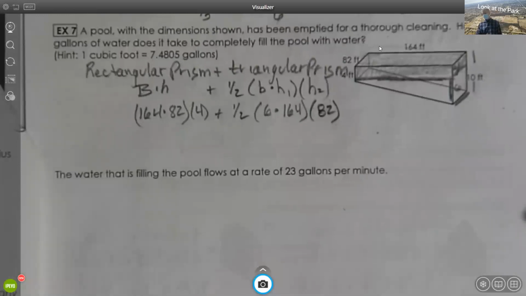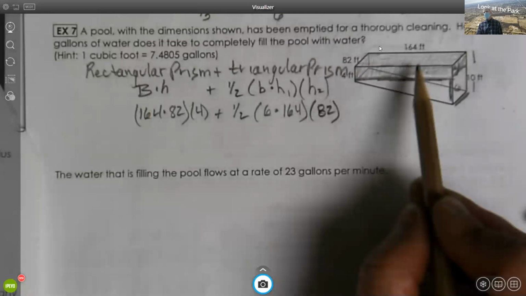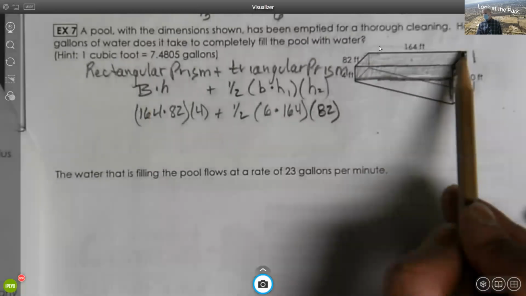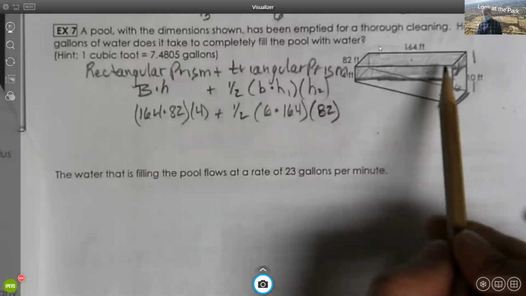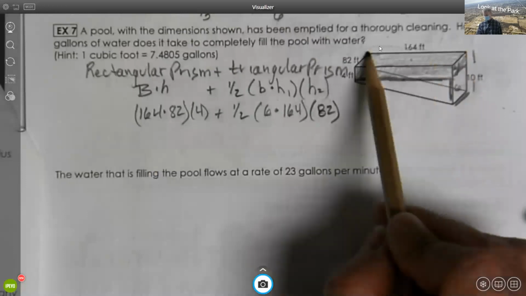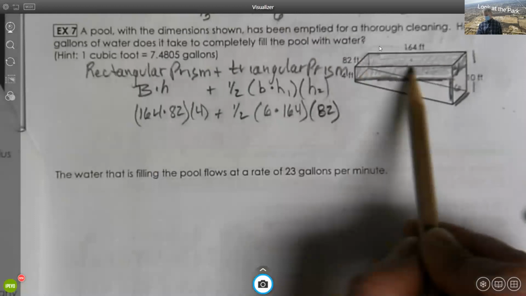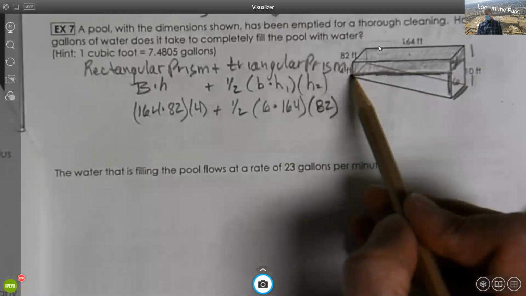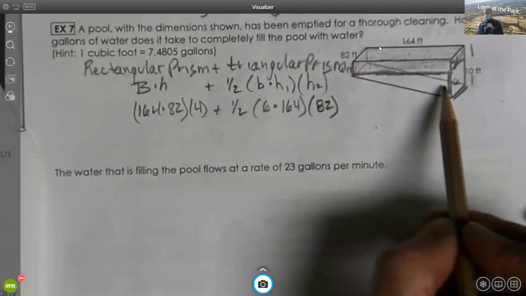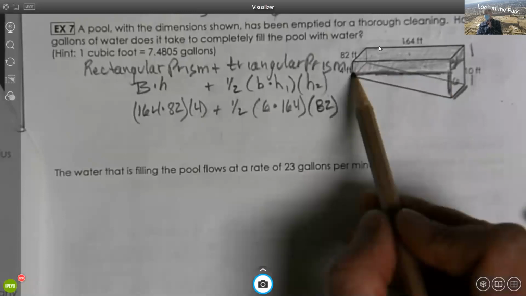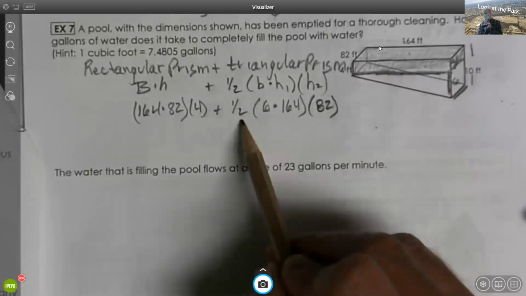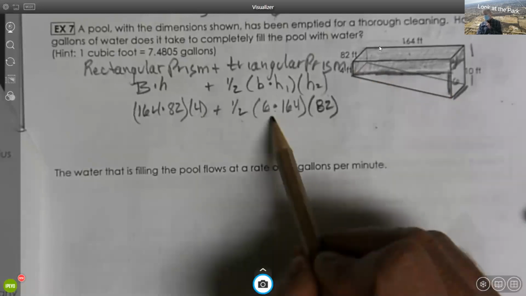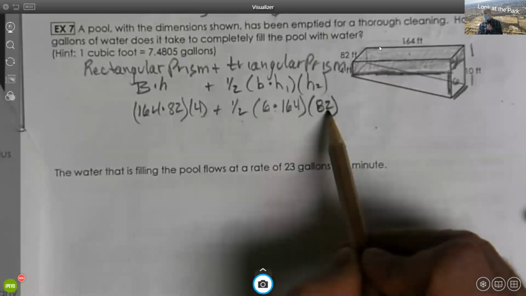And so we have the base of our rectangular prism. In my visual, I thought about the very top being a base. So the very top is 164 times 82. That's the very top. And we fill that up for the 4 feet. Then we take the triangle, which is on the side, and we figure out half the base times its height, which are perpendicular to each other. And we times it by 82, which is the distance between the triangles.